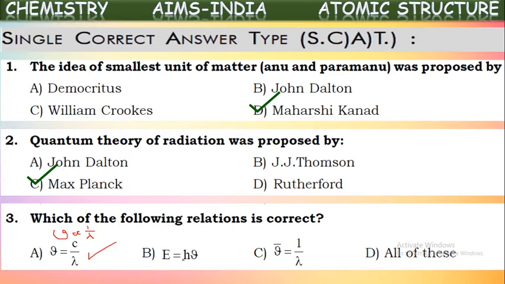The next one, the energy and frequency relation. We know the energy of a photon is directly proportional to the frequency of that radiation. As it is directly proportional, to remove the proportionality a constant h is taken, which is called Planck's constant. So the relation E is equal to h nu is also correct. Next one, wave number is equal to the reciprocal of wavelength. Yes, it is also correct. Wave number is actually the reciprocal of wavelength. So these three relations are correct. Now the answer will be all of these.